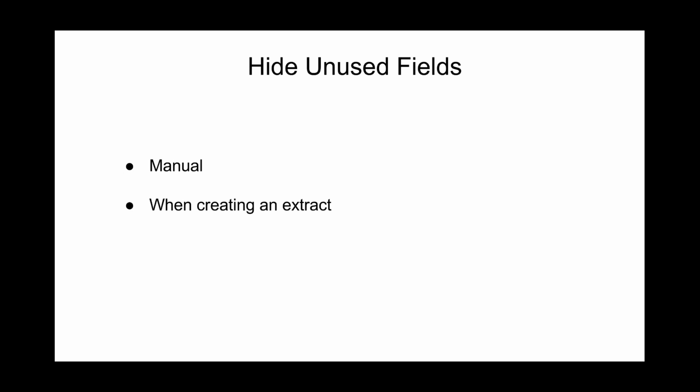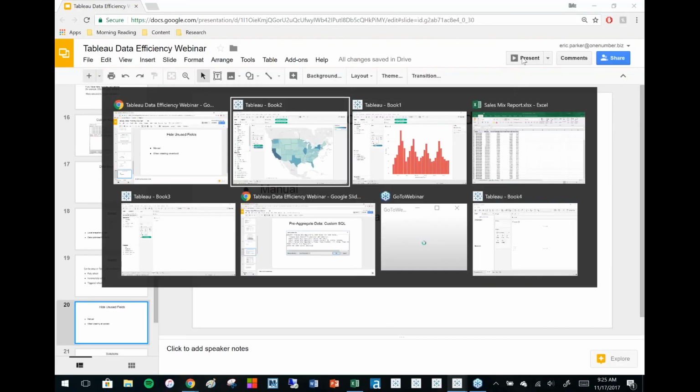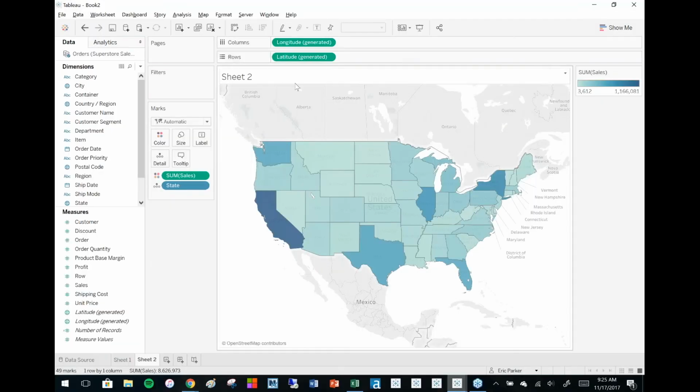Okay, and then finally, hiding unused fields. This is just a great way to reduce column counts in general. And there are a couple of ways of doing this. I typically do this in conjunction with an extract. You don't have to necessarily.